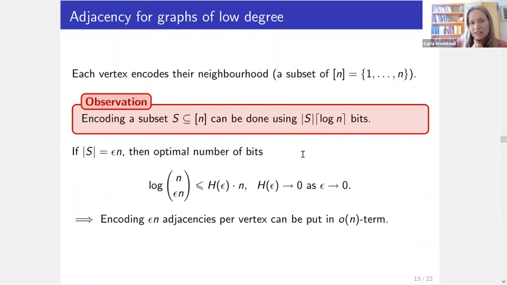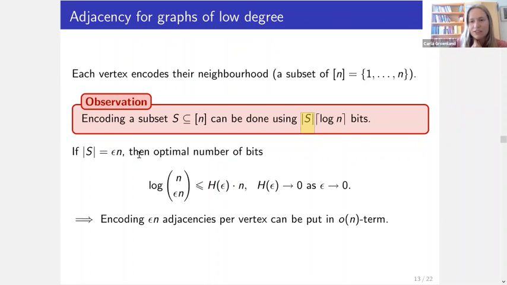So the idea is that each vertex encodes some kind of small subset of size epsilon n. The most obvious way to do it is to just write down all the elements, but that would take too many bits because we would need log n bits for each element times the size of S, but the size of S is epsilon n. So then we would need n log n bits, and we only want to do it in something like n bits, a quarter n bits, for example.